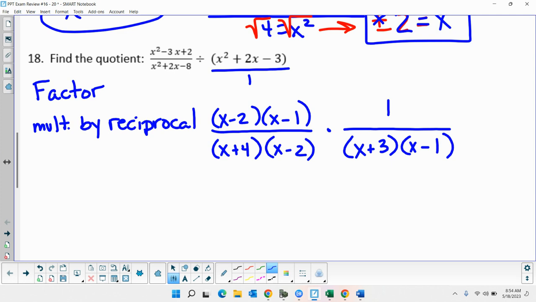So do you see any common factors, top and bottom, that you can eliminate or cancel? Yeah. I see an x minus 2 up top and an x minus 2 on the bottom. Anything else? Top and bottom? X minus 1, right? Now, what's my numerator? What's my answer? 1. What's my denominator? x plus 4, and x plus 3.